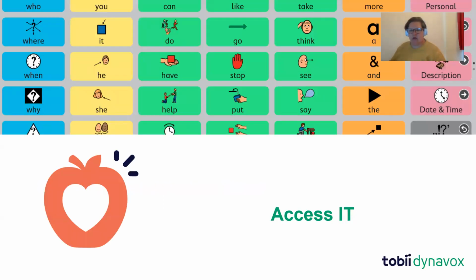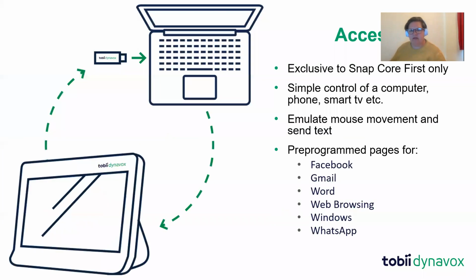The other thing that I wanted to talk about was the Access IT. This may or may not be something that you're familiar with, but I thought it was worth including because it's a really useful tool. The Access IT is a USB accessory that plugs directly into any computer and basically allows you to send keyboard and mouse controls using Snap Core First. So it's a really simple way of controlling a computer. You can even use it on a phone or a smart TV.